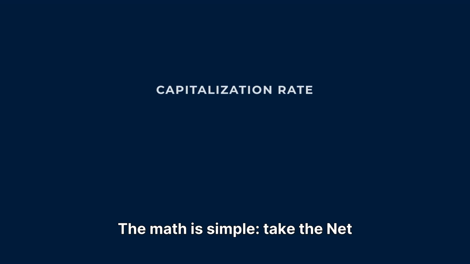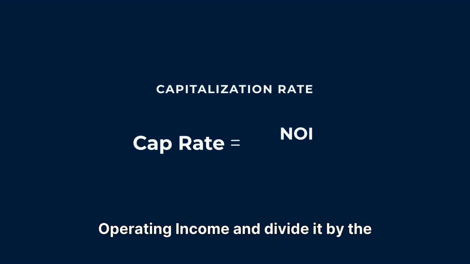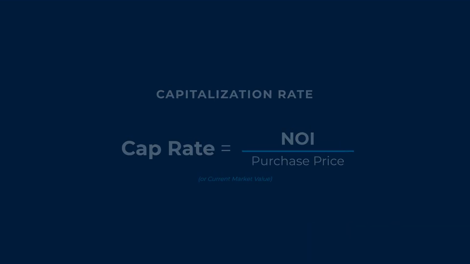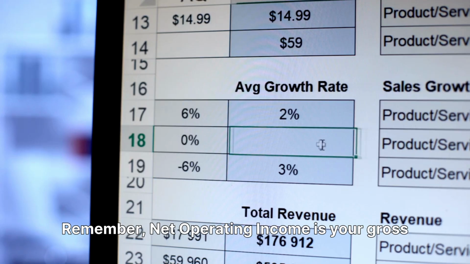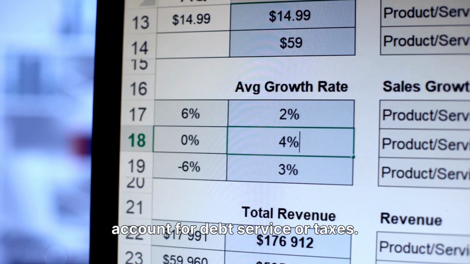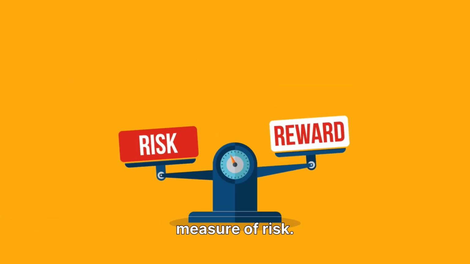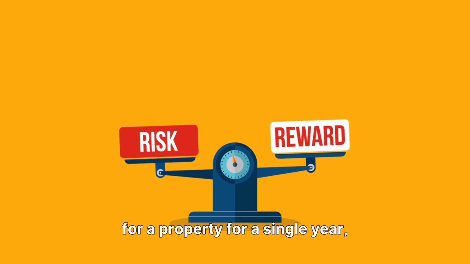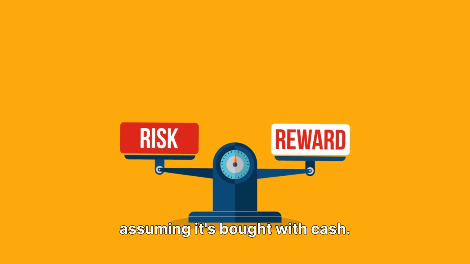The math is simple. Take the net operating income and divide it by the property's purchase price or current market value. Remember, net operating income is your gross income minus all operating expenses, but before you account for debt service or taxes. Think of the cap rate as a measure of risk. It represents the natural rate of return for a property for a single year, assuming it's bought with cash.